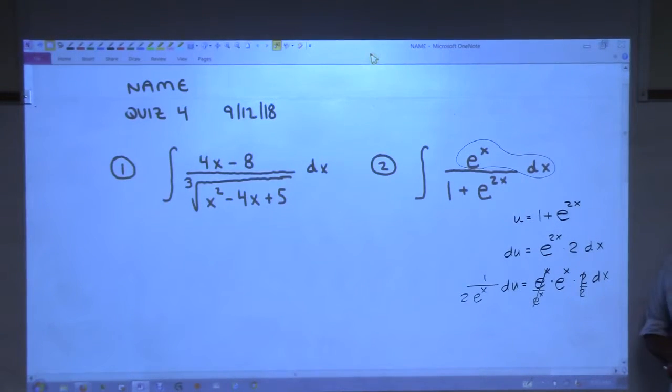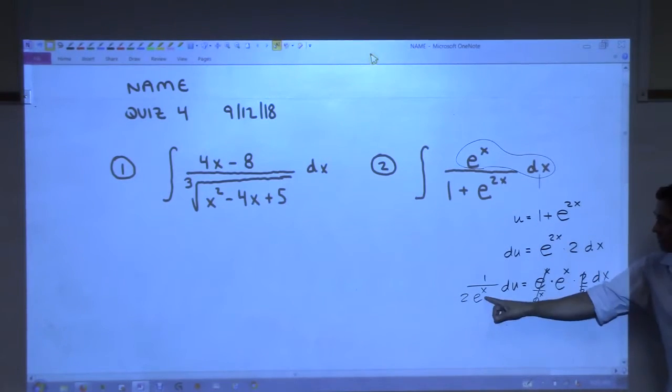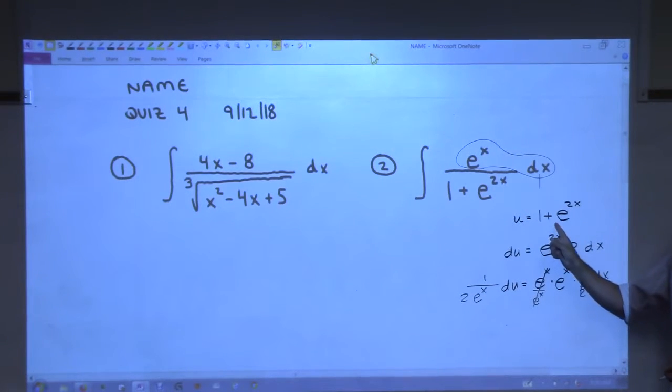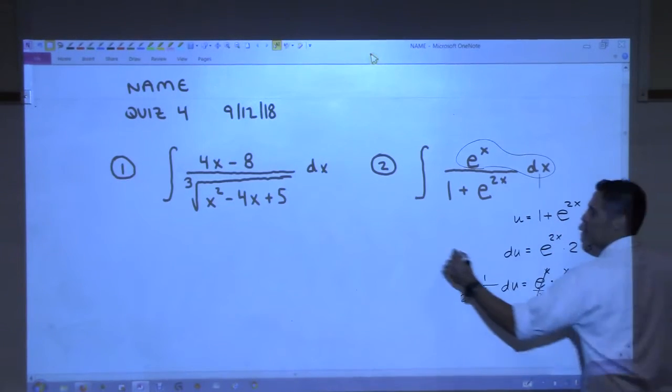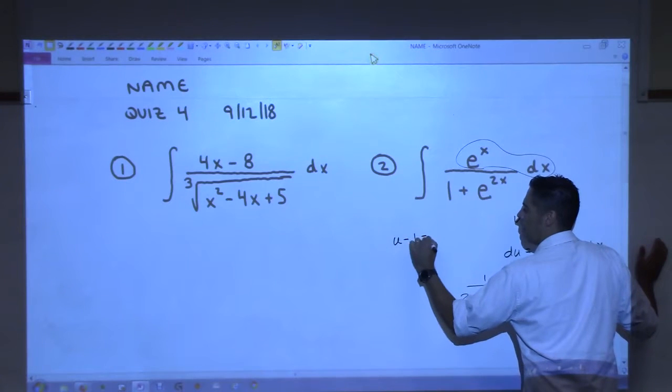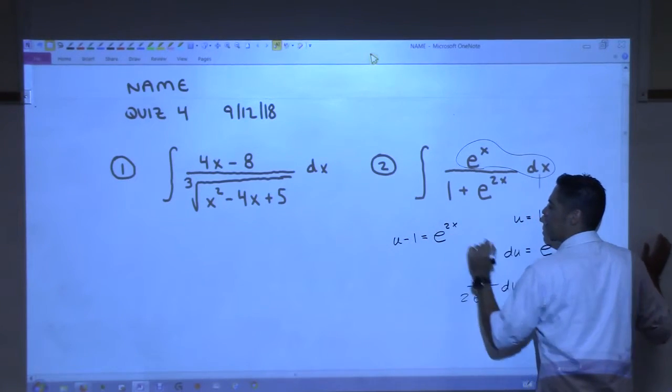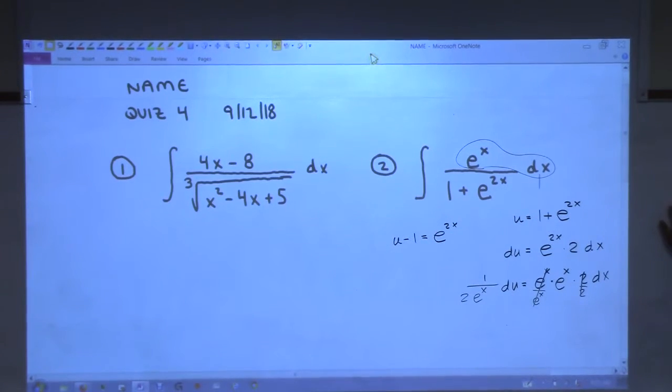You could solve for e to the x, though. You'd have to use this equation. So how do I solve for e to the x? Not e to the 2x, but e to the x here. I would have to move the 1 over, right? e to the 2x. And then what? Now we're trying to solve for e to the x. Divide by e to the x again, and then you're going to have e to the x still.